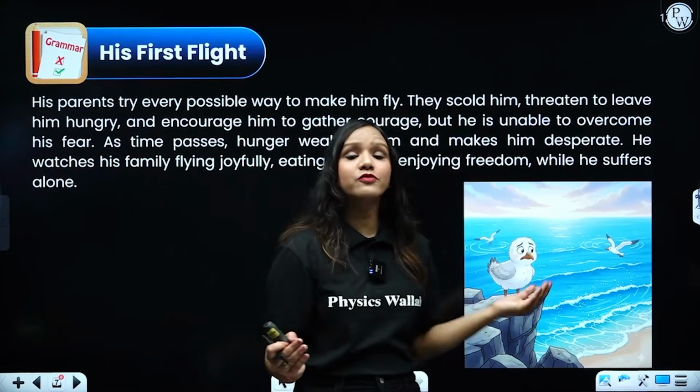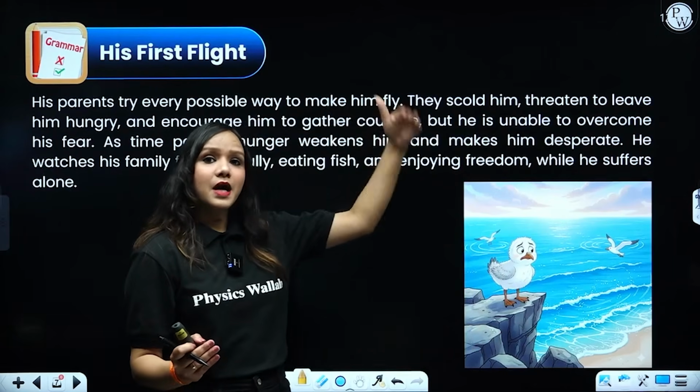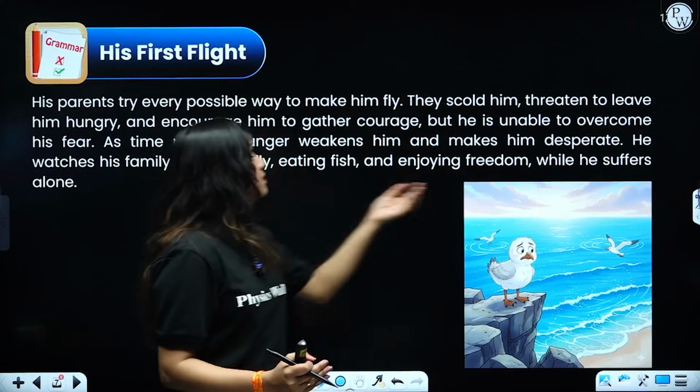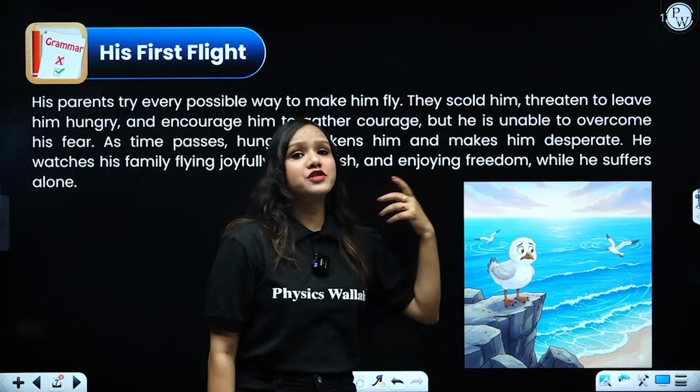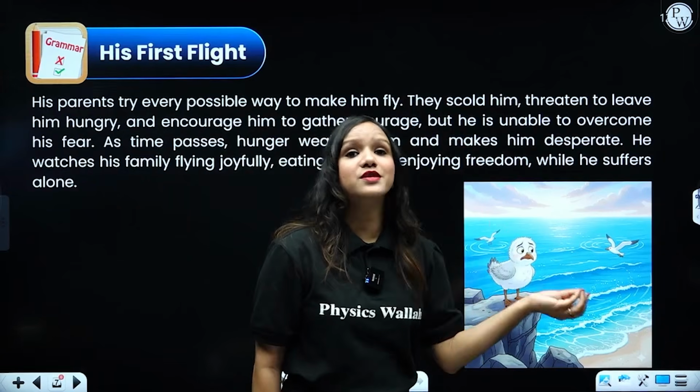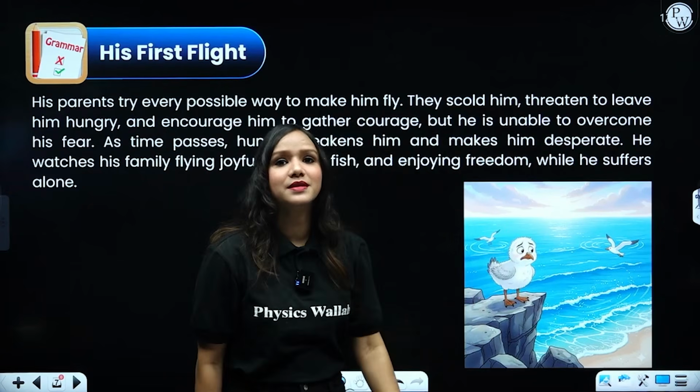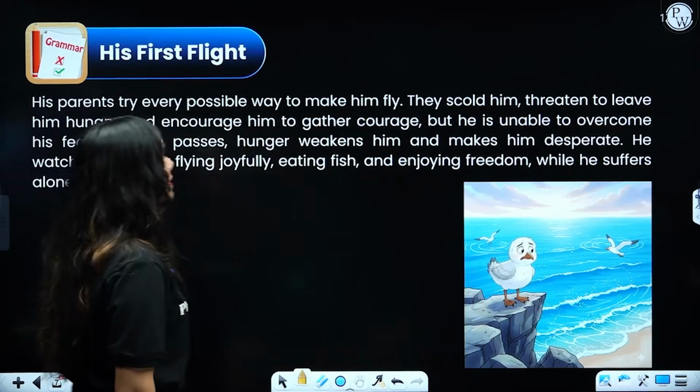Like, what is the cliff? What is the meaning of the cliff? The highest point of a mountain, right? So he watches his family flying joyfully, eating fish and enjoying moments together. And he was alone on the other side of the cliff, right? So now let us see.